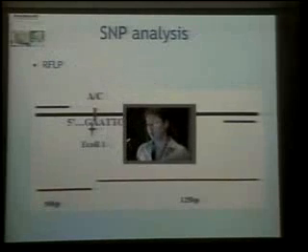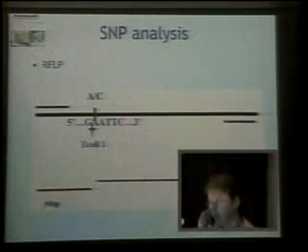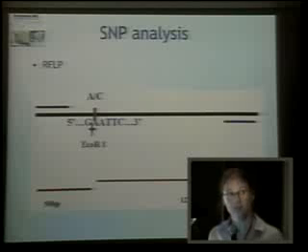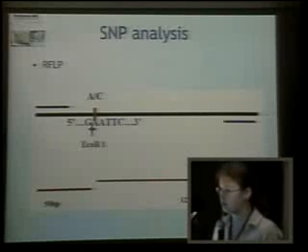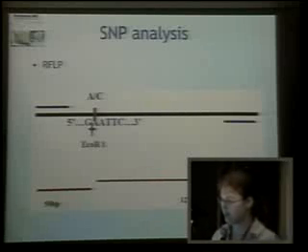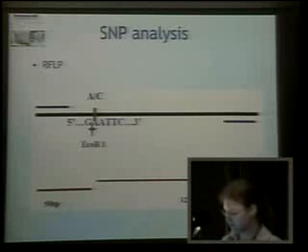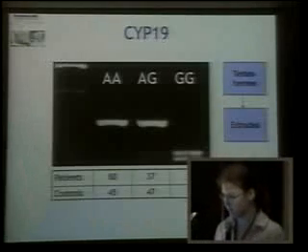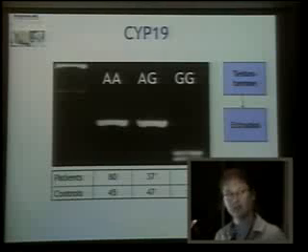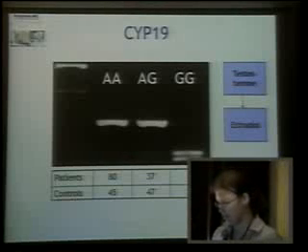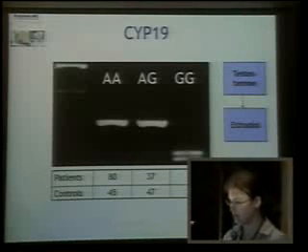I performed an RFLP analysis, which means that you amplify the target gene and use a restriction endonuclease to see if there's a transition in nucleotides. So if you see it in the laboratory, it looks like this. I have three genotypes on this gel.